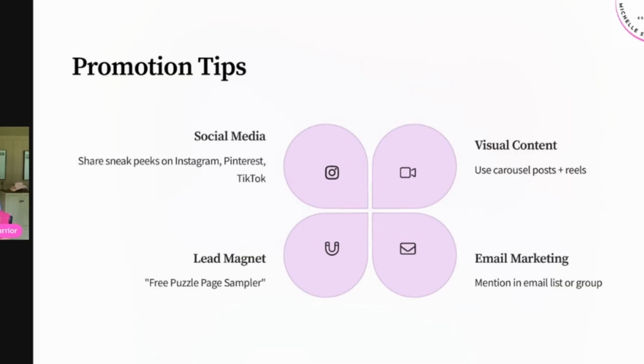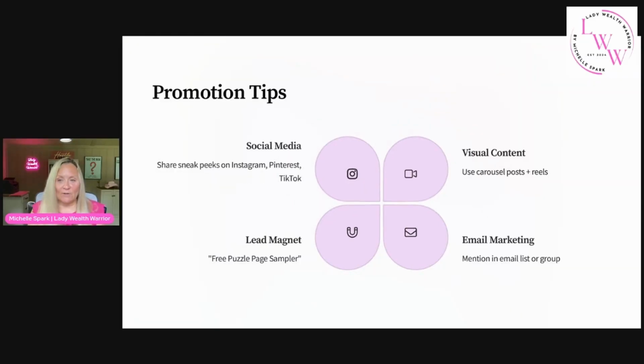And again, do the research, right? Visual content: use carousel posts and reels to promote your books, driving them over to Amazon, right? You can have a lead magnet, free puzzle page sampler, right? You could do that. And then, of course, email marketing. If you have an email list, market to your list and say, hey, you'll never guess what I just made. And then send them your free sampler and see if they put the link inside the sampler, say, hey, grab the full book here, 150 pages, whatever it is.